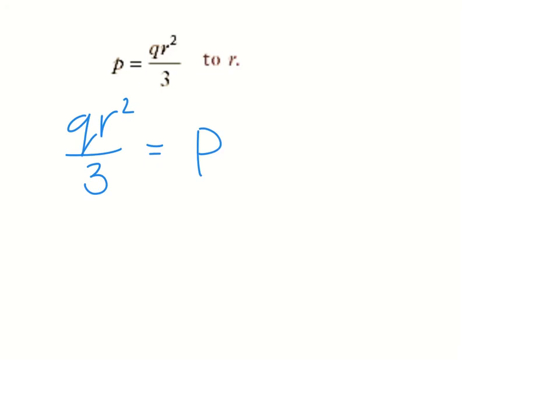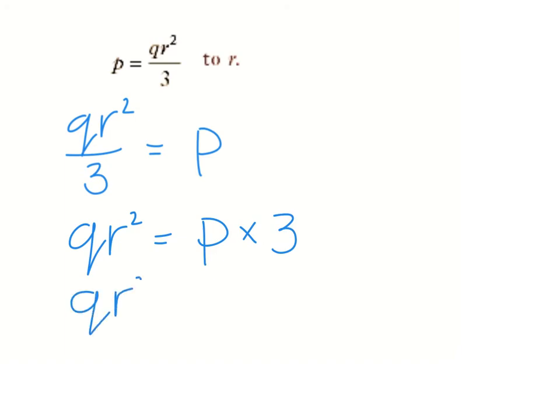We want to now start moving the other things that are beside the R away and on to the other side of the equal sign. So the first and easiest thing to move is the 3. If I take that onto the other side, it's dividing where it is at the moment, which means it will multiply the P when it moves to the other side. So the next line will be QR squared equals P times 3. So that's QR squared equals 3P.